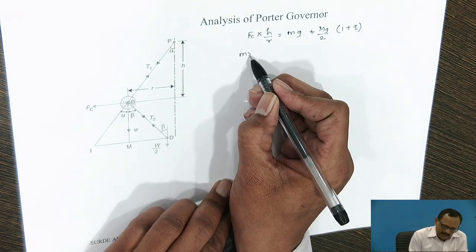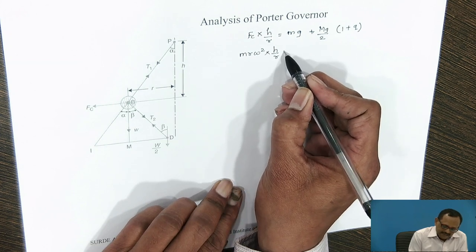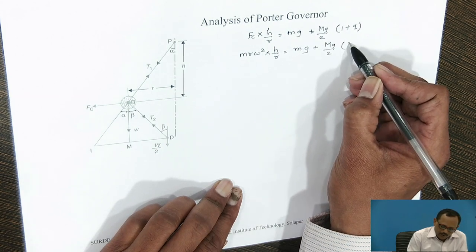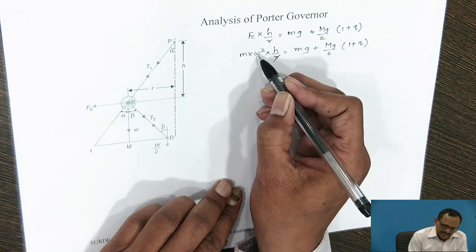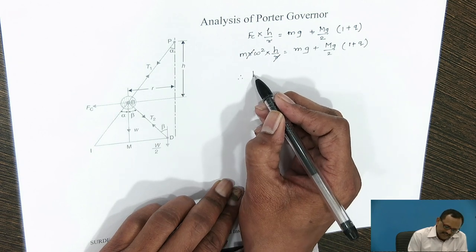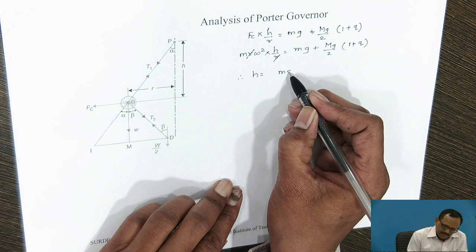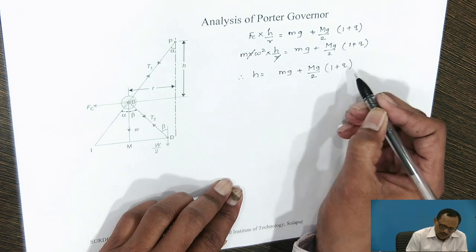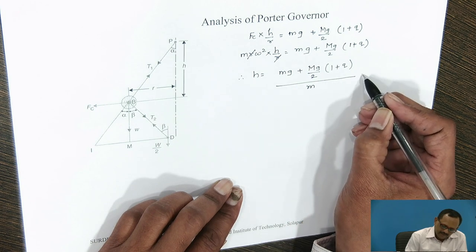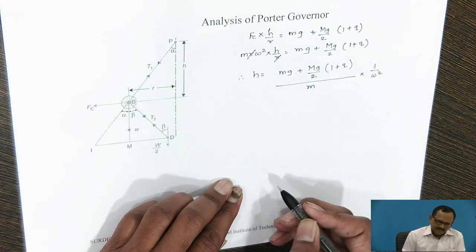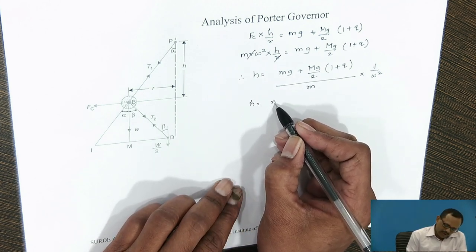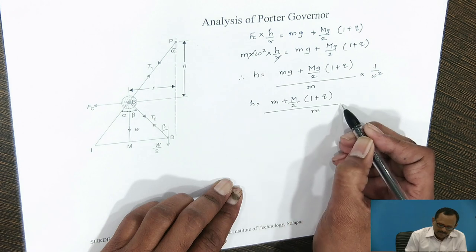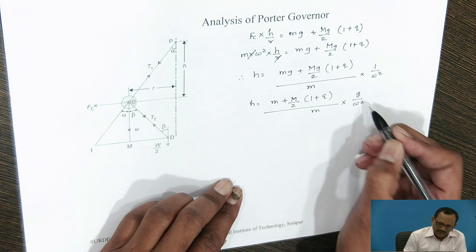So m r omega square into h upon r is equal to m into g plus capital M into g divided by 2 into 1 plus q. r r will get cancelled. Therefore, h is equal to m into g plus capital M into g divided by 2 into 1 plus q divided by m into 1 upon omega square. Hence, h is equal to m plus M by 2 into 1 plus q divided by m into g divided by omega square.